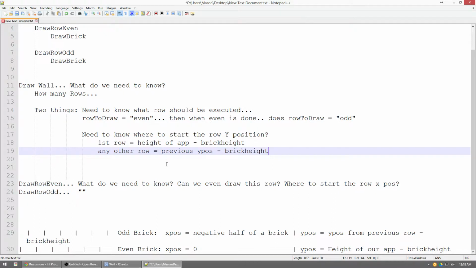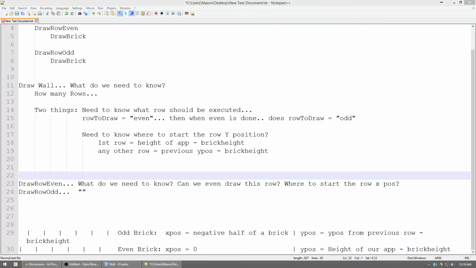And the only other thing is, so now we got those two things that we need to know there. Now, probably what you'll want to do is, right before your draw row even and your draw row odd, you need to add some type of counter to see how many rows to draw. So we're going to take what we already know from our draw wall, because our draw wall told us how many rows we need, and we're going to just add that. So you could do this multiple ways.